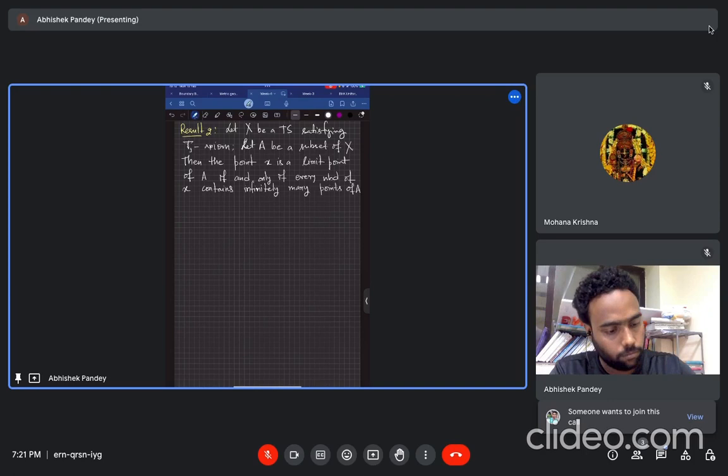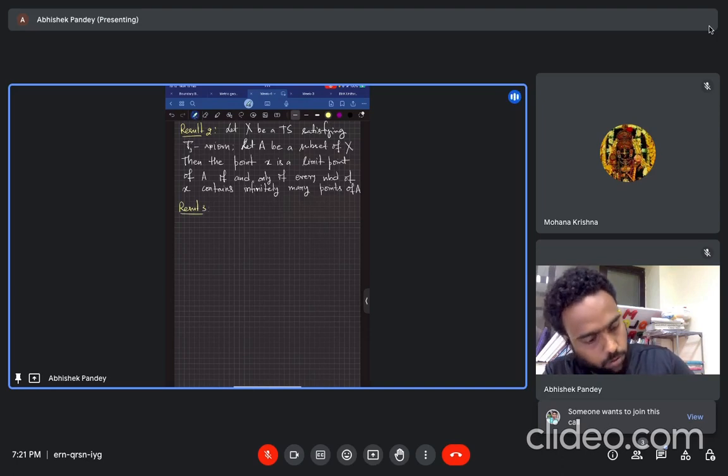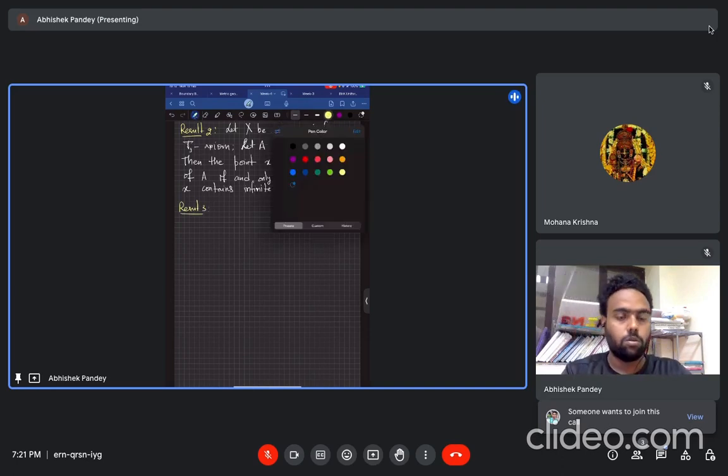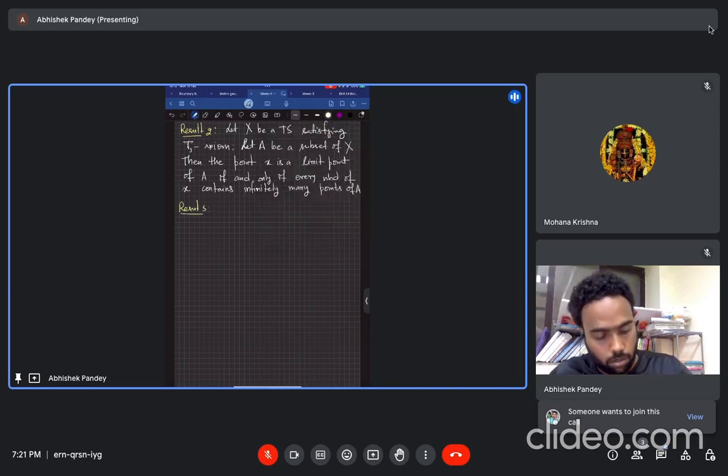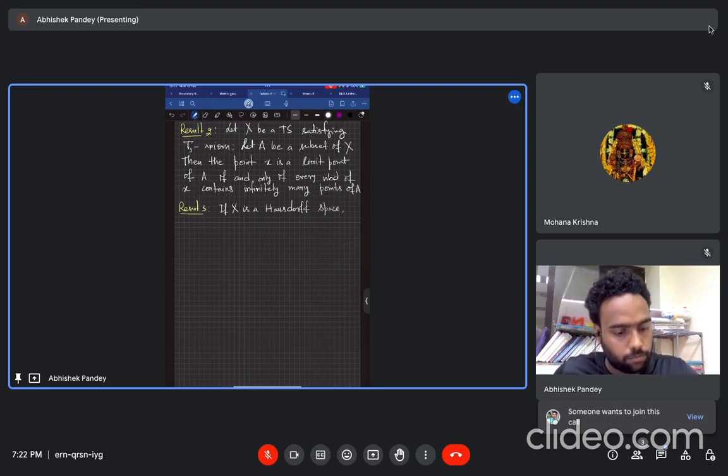Another result, which is important, we will use when we need to show whether a space is Hausdorff or not. So if X is a Hausdorff space, then, okay, first I need to mention something.